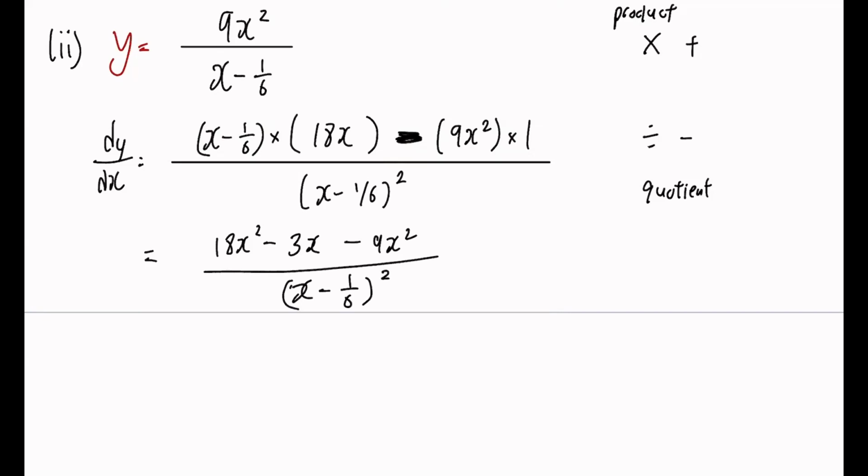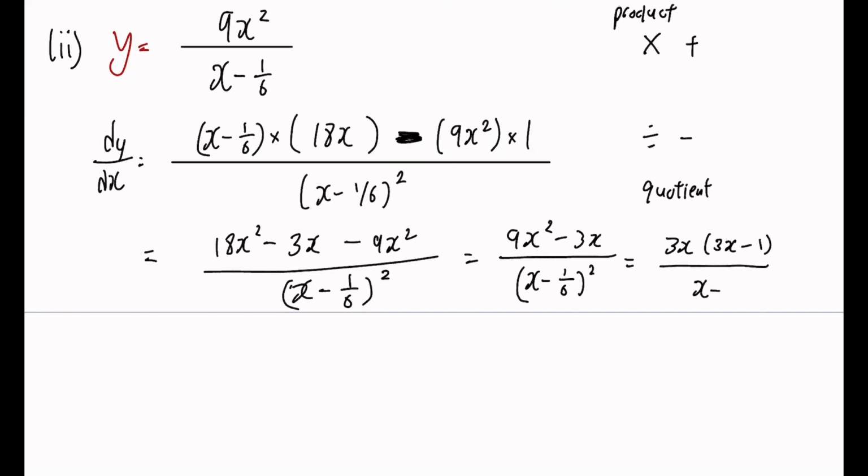Okay, anything else to simplify? Yes, 18 minus 9 is 9. 9x squared minus 3x over x minus 1 over 6 square. Can factor out 3x, you're left with 6x. That's not true. It's 3x minus 1, over x minus 1 over 6 bracket square. Good. Okay, so what do we do now?